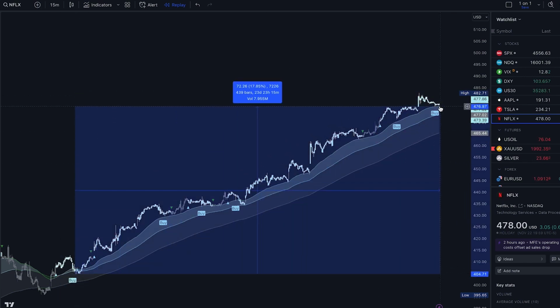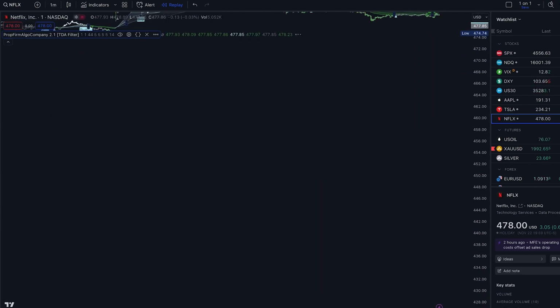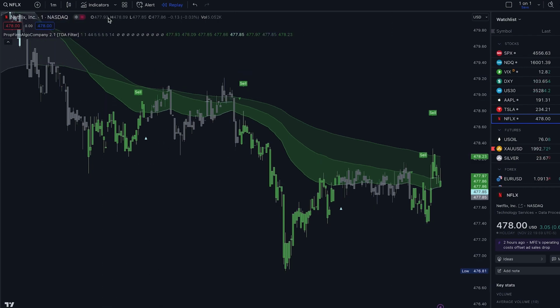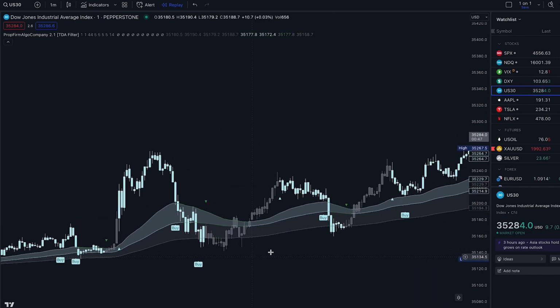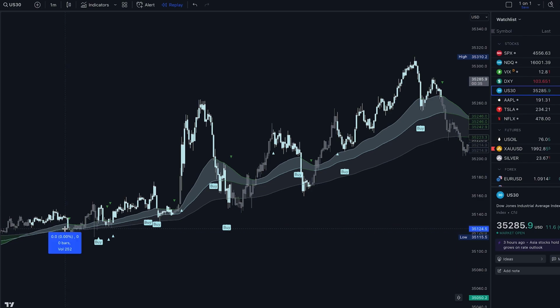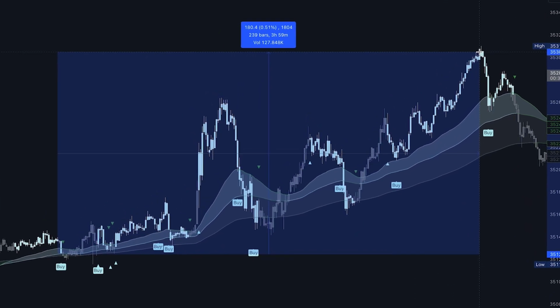Another great thing is that it also works on any time frame. We're just going to go on the 1-minute time frame and zoom in. This is the 1-minute time frame on Netflix. Going to US 30, and again, we have some pretty impressive setups. Just this one here is a total of 180 pips profit, giving you multiple opportunities to enter.